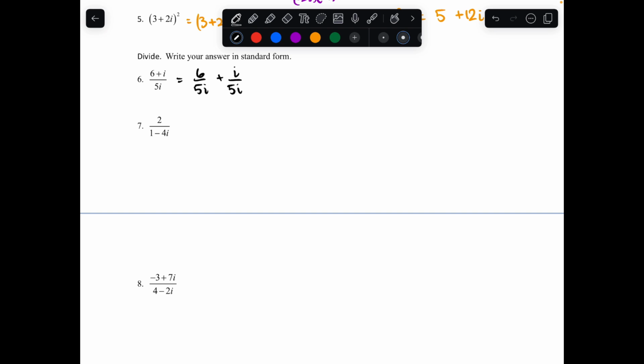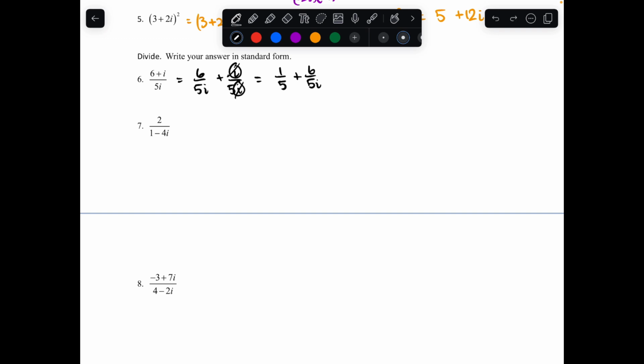Well, I see that I have an i in the numerator and in the denominator, so those are going to cancel out. And we are left with 1 over 5 plus 6 divided by 5i. Now, this is super close to standard form, but we're not quite there because we don't have an i in the numerator, we only have it in the denominator. So how do I get rid of that?